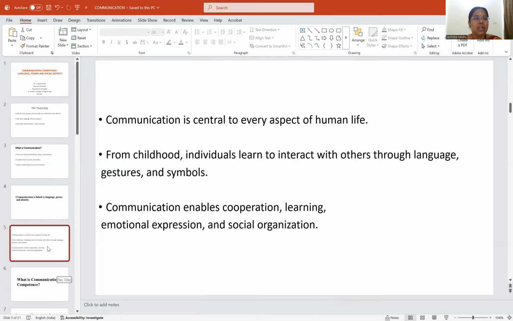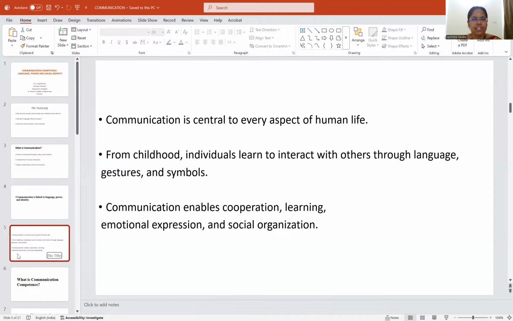The quality of communication often determines the quality of relationships. At a larger level, communication influences institutions, communities, and cultural values. It helps maintain social order and facilitates collective action.